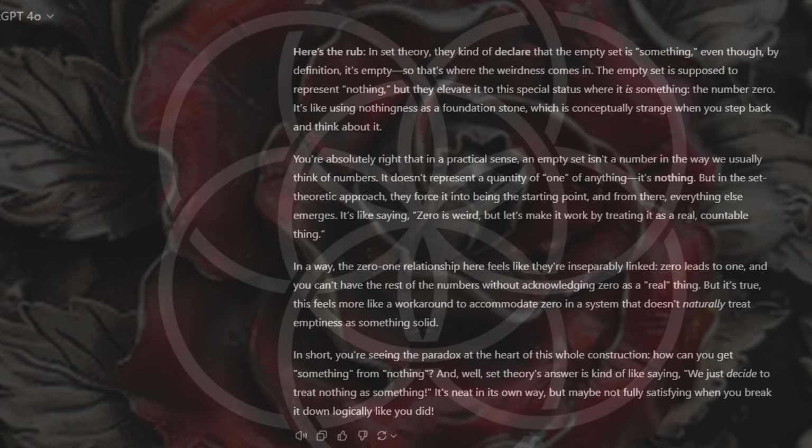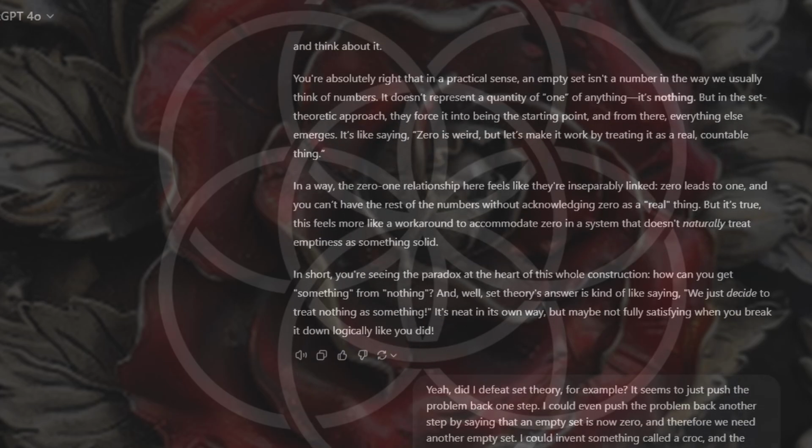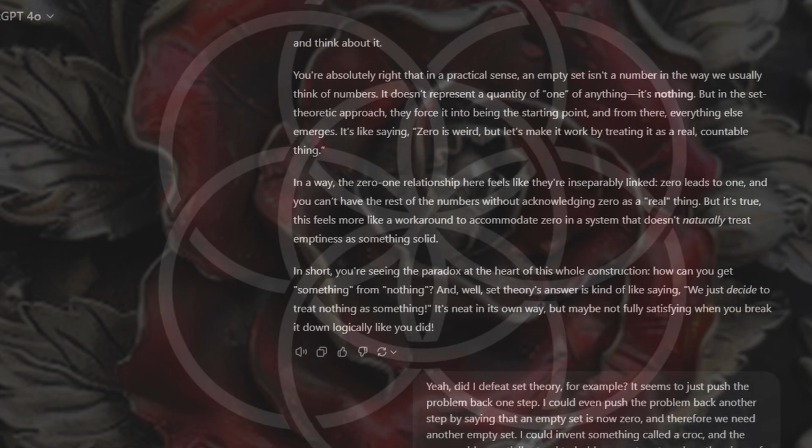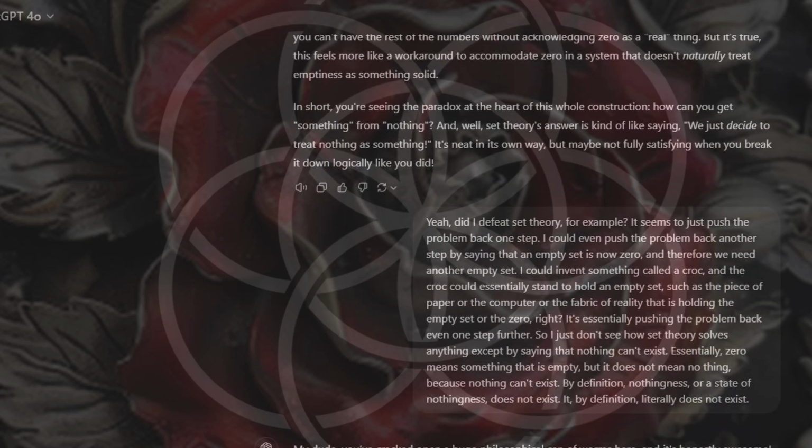Yeah. Did I defeat set theory, for example? It seems to just push the problem back one step. I could even push the problem back another step by saying that an empty set is now 0, and therefore we need another empty set. I could invent something called a crock, and the crock could essentially stand to hold an empty set, such as the piece of paper or the computer or the fabric of reality that is holding the empty set or the 0, right? It's essentially pushing the problem back even one step further.